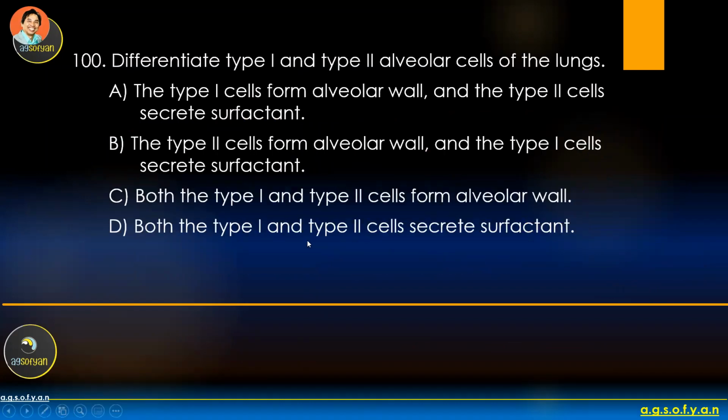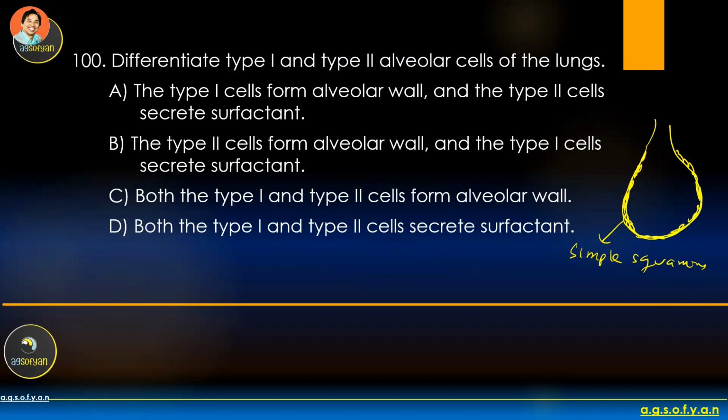Differentiate type 1 and type 2 alveolar cells of the lung. Remember, the alveolus has epithelial tissue, one layer of epithelial tissue. It's a simple squamous. The cell that makes this wall, one layer of epithelial tissue, is called the type 1 cell.